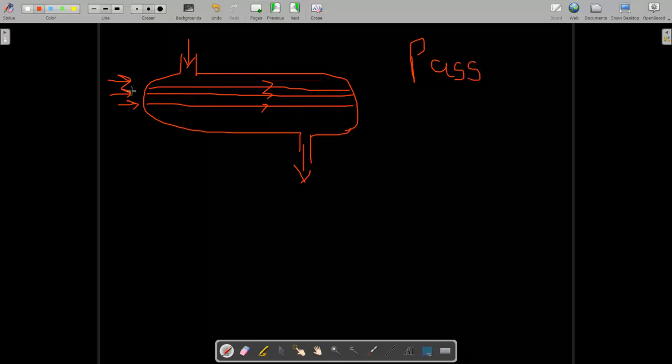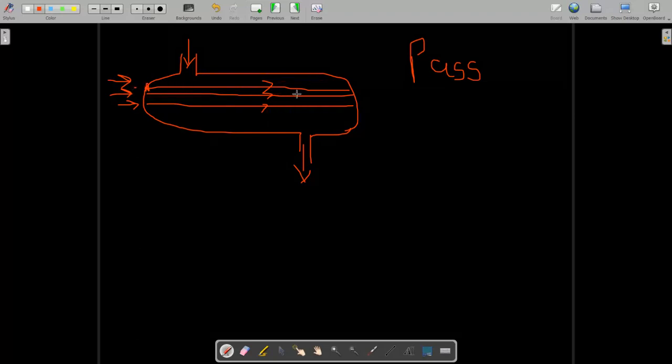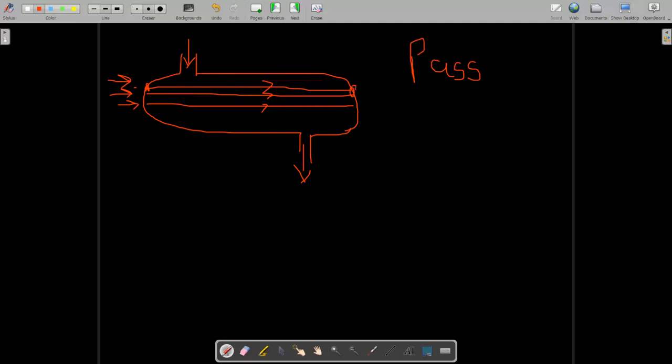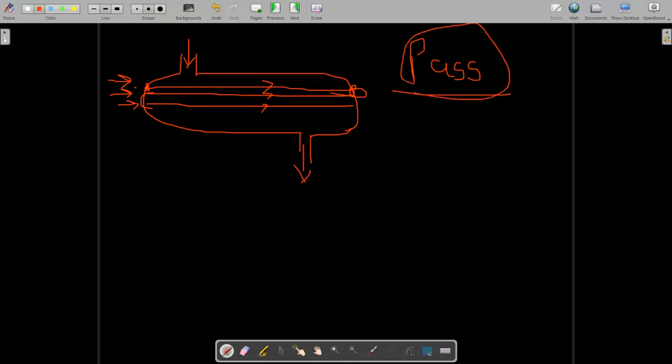The definition of a pass: when the fluid enters from one end of the pipe and throughout its length reaches the other end, it is known as one pass. The fluid may come back by a U bend provided in the pipe, like this. So this is where the second pass starts. The length from one end to another end is known as a pass.